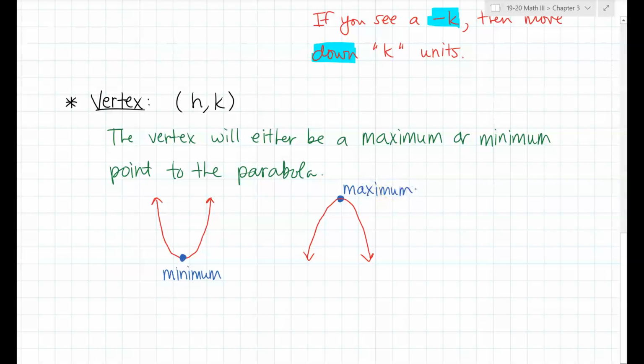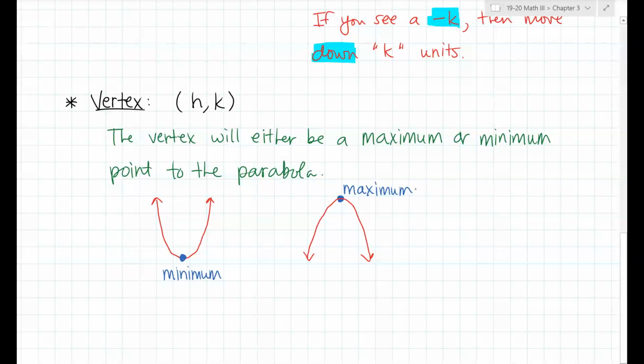But it doesn't have a minimum because the graph itself keeps going down forever. So it doesn't have a minimum value, but it does have a maximum value. So again, they could ask you what's the vertex of a function. You could figure it out just by doing h, k.